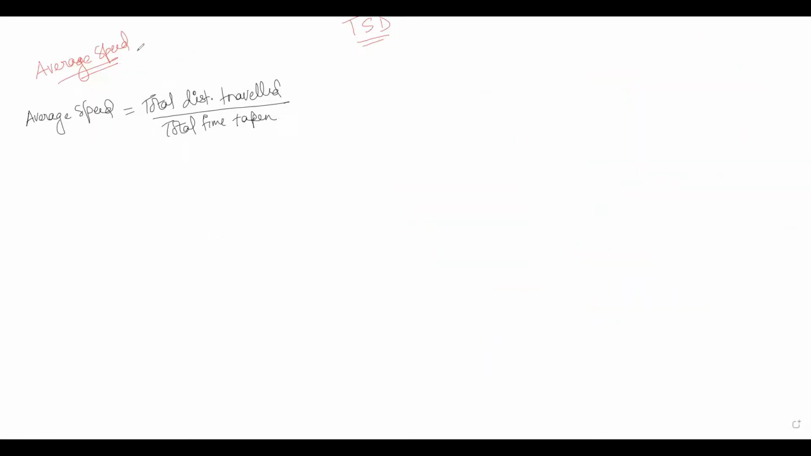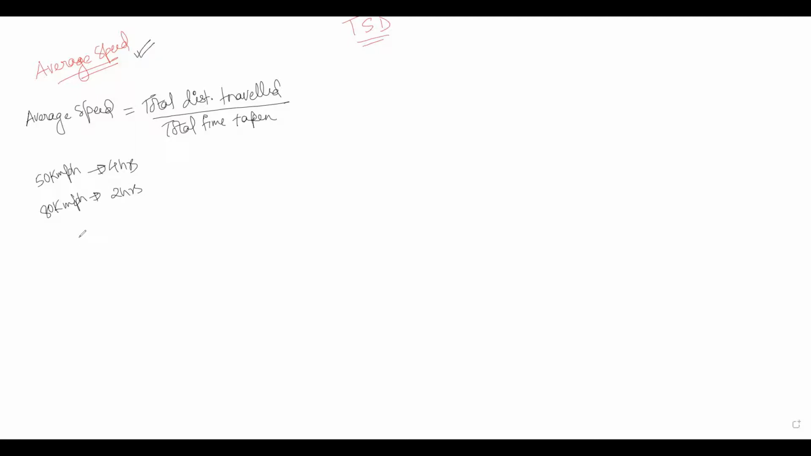Okay, so now let us see the concept of average speed. Average speed of an object can be simply defined as the total distance traveled upon the total time taken. For example, say a car is traveling at a speed of 50 km per hour for the first 4 hours, and then travels at a speed of 80 km/h for the next 2 hours. Now, what would be the average speed for that car for the entire journey?